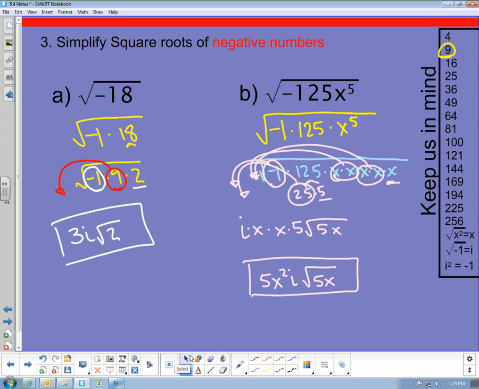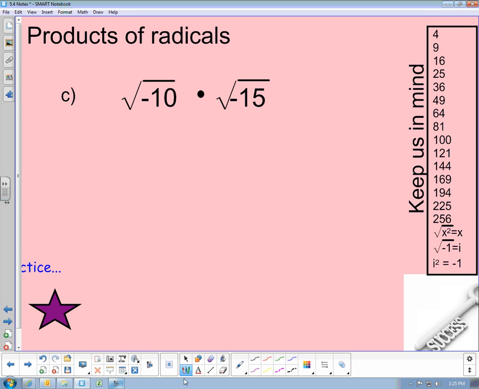Let's take a look at just one more together. If I take a look at the square root of -10 times the square root of -15, simplifying both of these, this would be the square root of -1 times 10. That's the square root of -1 times 15. And the square root of -1 is i. So I have i times the square root of 10. And the square root of -1 over here is i times the square root of 15.